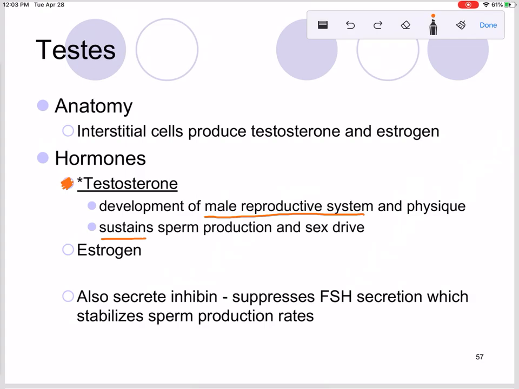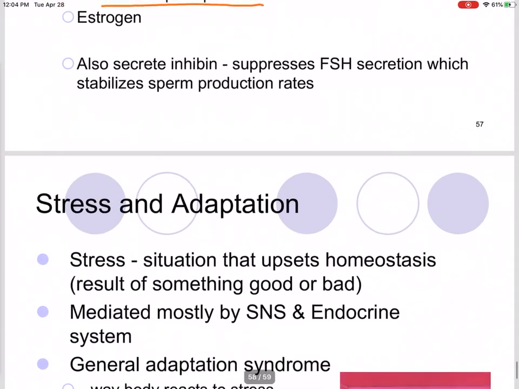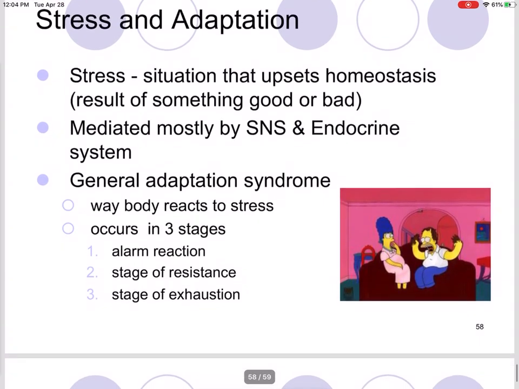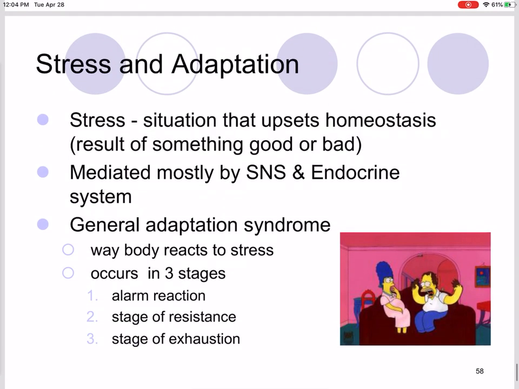Okay, in the male, of course, we talk about testosterone. And the functions of testosterone, it develops the male reproductive system, sustains sperm production. We'll talk about those two. I do want to point out that women also have some testosterone. Males also produce some estrogen. But of course, males will produce much more testosterone than females, and females will produce much more estrogen than males.